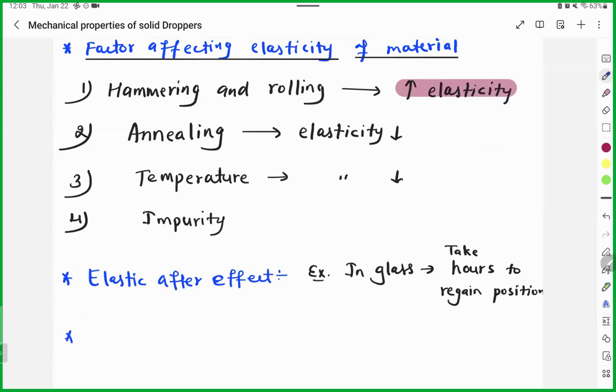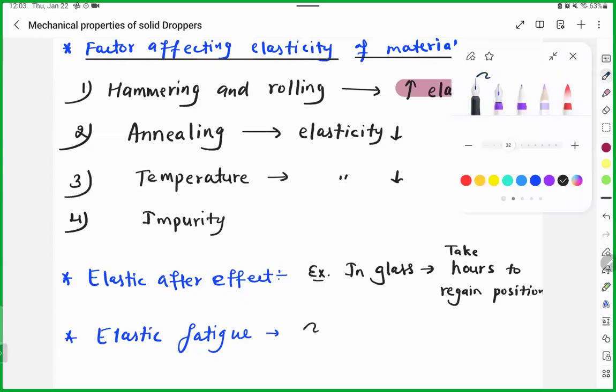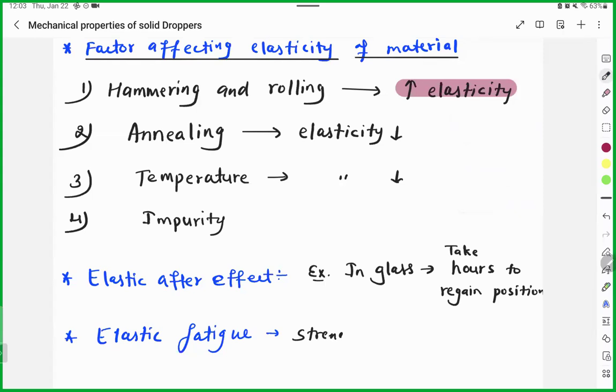So that is elastic after effect. Jordan, what is elastic fatigue? After repeated stretching and compression, it basically loses its plasticity. Correct. Example, if you take a spring for the very first time, it will easily come back to the original position. But if you keep doing it every day, 50 times, then it will lose its elasticity. It will lose its strength also.